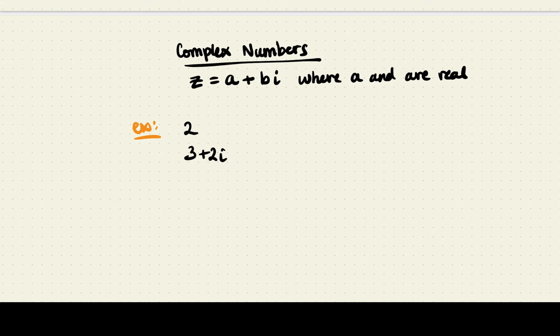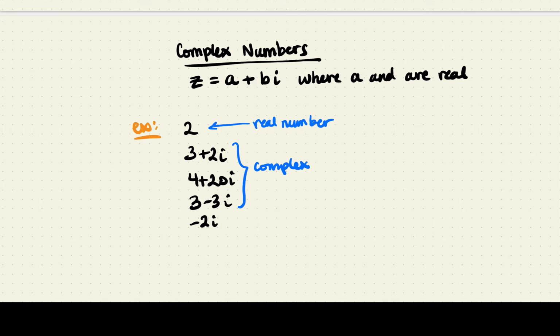3 plus 2i, 4 plus 20i, 3 minus 3i, negative 2i. That's an imaginary number. So here I would say this is also a real number, but you could think of it as a complex number with 0 imaginary part. These are all complex numbers. They have non-zero real and non-zero imaginary parts. And this last number here, you could call it a purely imaginary number. So there's no real part.